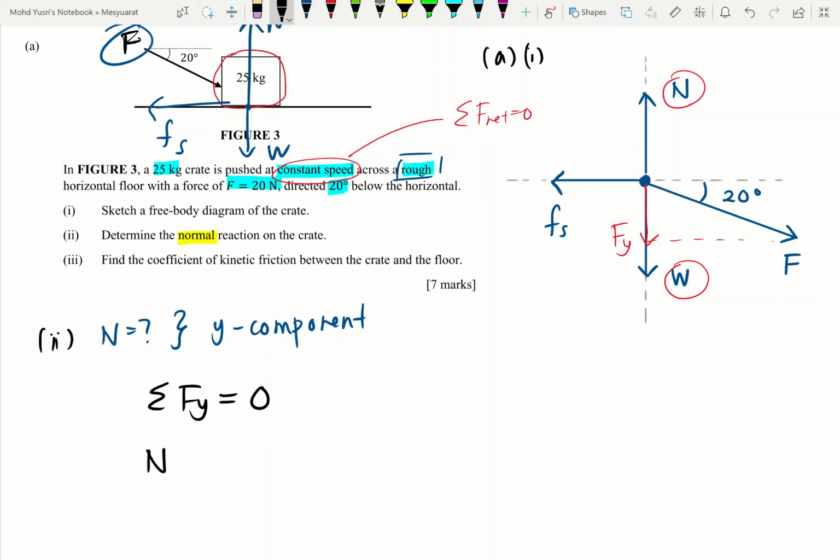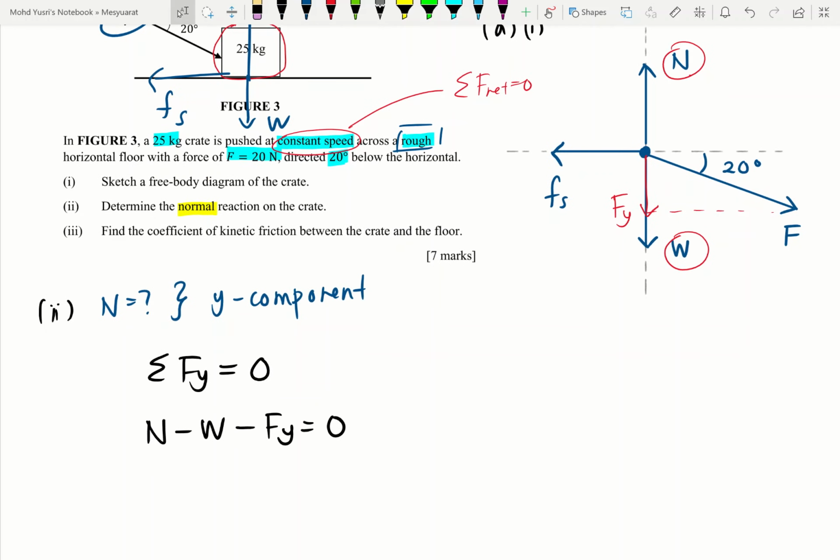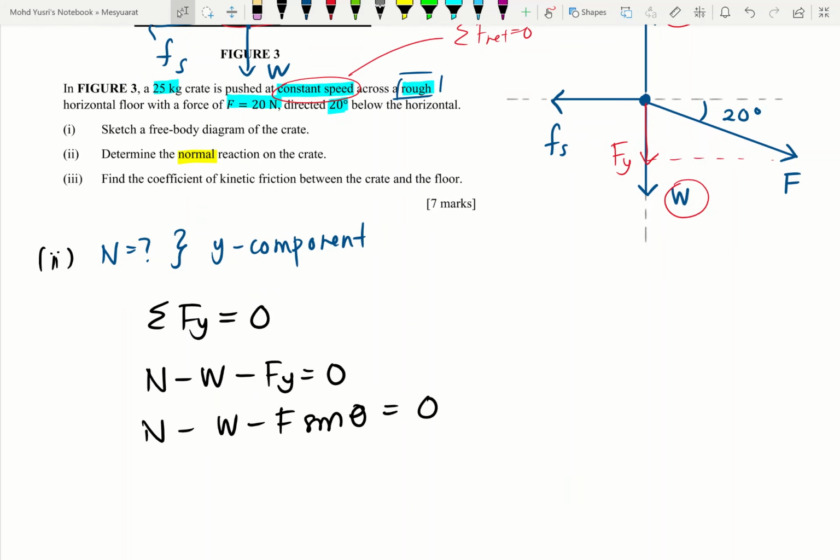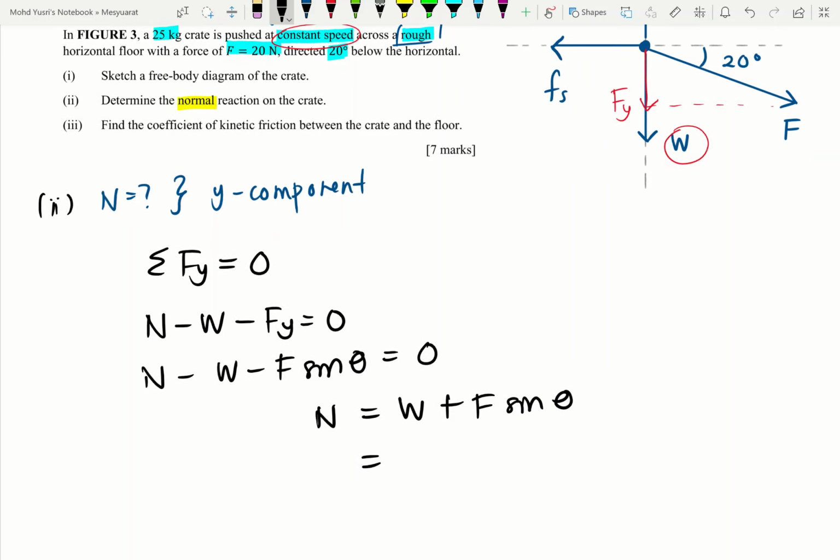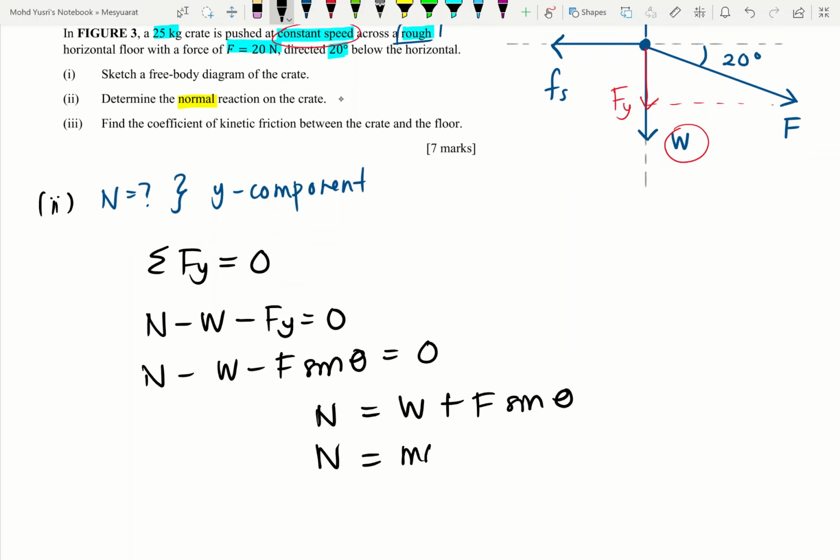So sum of Fy is equals to 0, N minus W minus Fy is equals to 0. Now, Fy is opposite to angle theta. So, N minus W minus F sine theta is equals to 0. Then, we substitute all the information. Or let's rearrange this equation first. So, N is equals to W plus F sine theta. Okay. So, N is equals to W is equals to mg plus F sine theta.